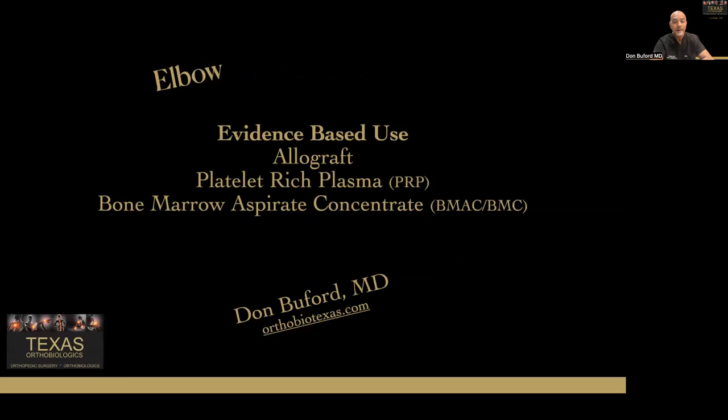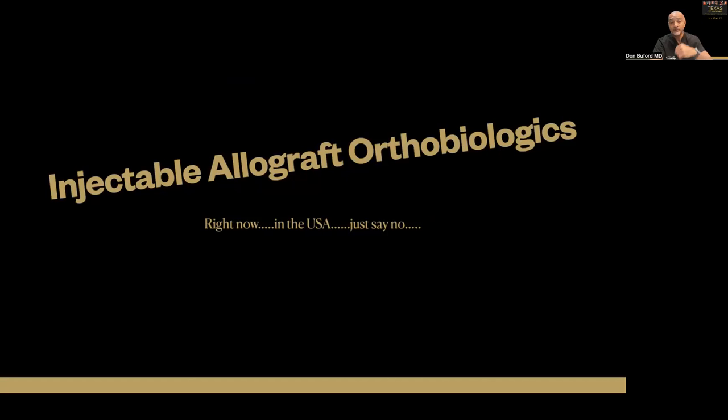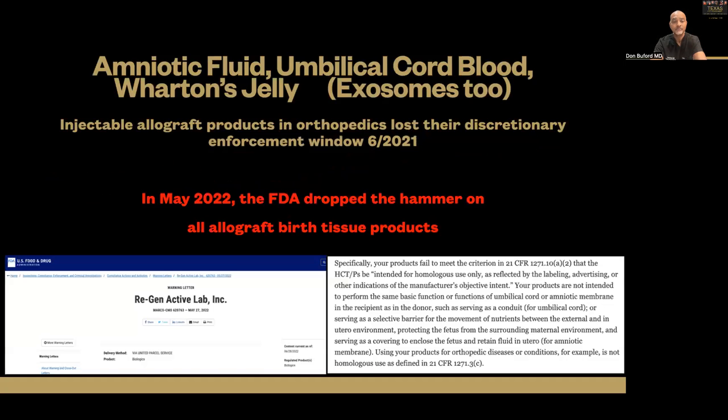So we're going to rapidly switch gears here and talk about some of the evidence for using regenerative medicine for elbow pathology. Just a quick note about injectable allografts. Sometimes I get texts or emails from some of you asking about what the current state of the art is here. And I will just reinforce that right now in the United States, just say no. If it's an injectable product that doesn't come from the patient, we cannot use it until the FDA clears it for a drug indication.